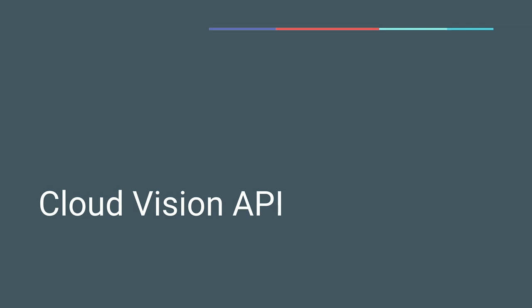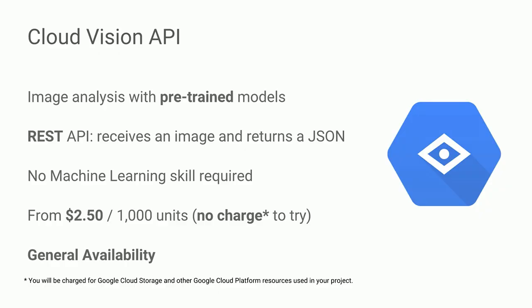What is Cloud Vision API? Cloud Vision API is an image analysis service that provides a pre-trained model, so you don't have to train your own neural networks or machine learning model. Rather than that, you can just use the REST API, just sending your own images uploaded to the API. Then you will be receiving the analysis result in a JSON format in a few seconds.